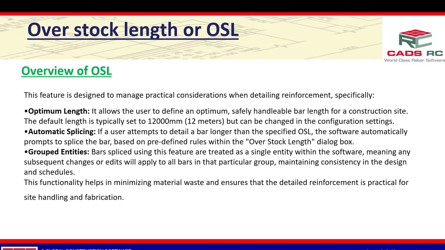Now the stock length feature. How will this help you? It allows you to define the optimum length and safely handle bar length for a construction site. The default length is typically set to 12 meter. That is a standard length in our industry. But it can be changed. For example, if you want to make it 9 meter, you can change it in the configuration settings and directly change it from there.